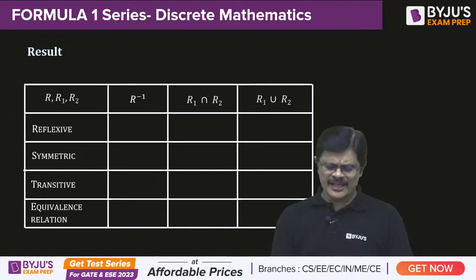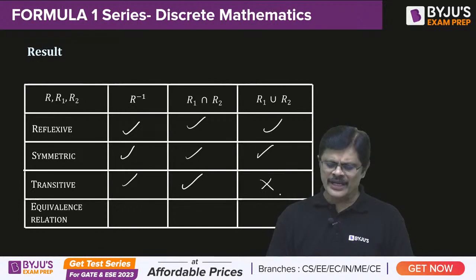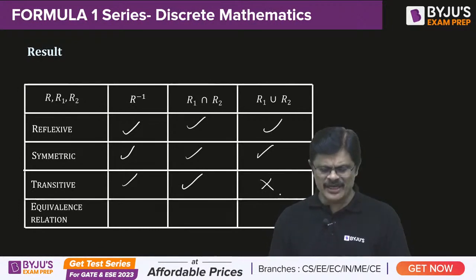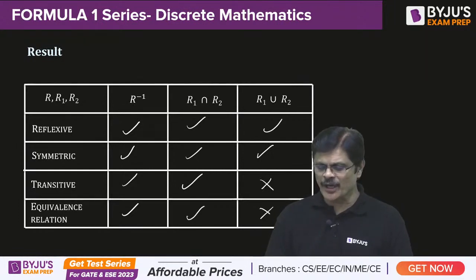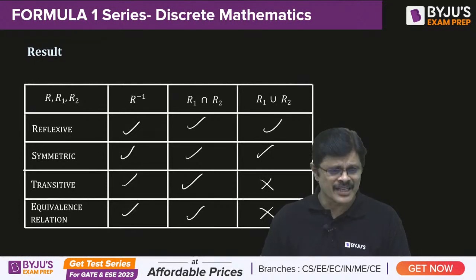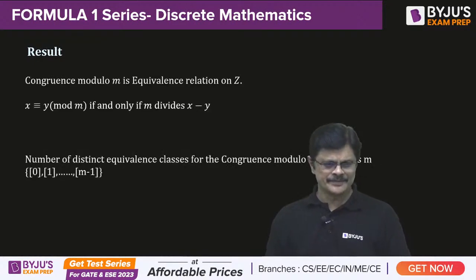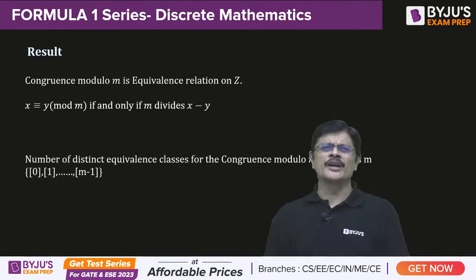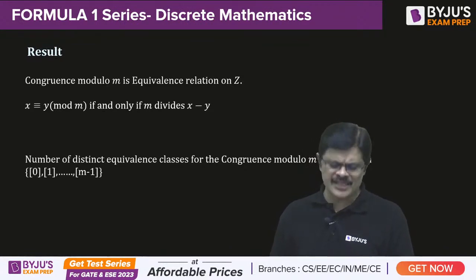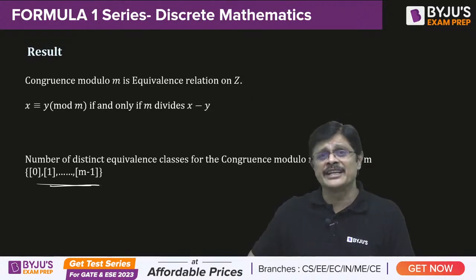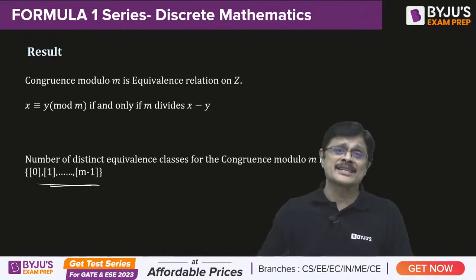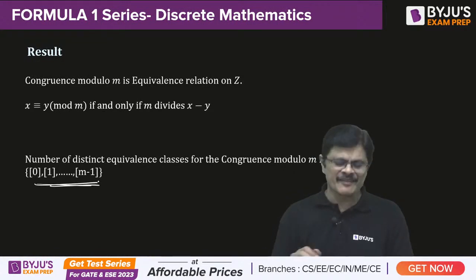These are ticks, these are ticks, these are ticks, but only transitive union need not be transitive. Similarly, the inverse of an equivalence relation is an equivalence relation, the intersection of equivalence relations is an equivalence relation, but the union of equivalence relations need not be an equivalence relation. Of course, congruence modulo m is an important equivalence relation, and it divides the set of integers into m equivalence classes, and the equivalence classes are given here.